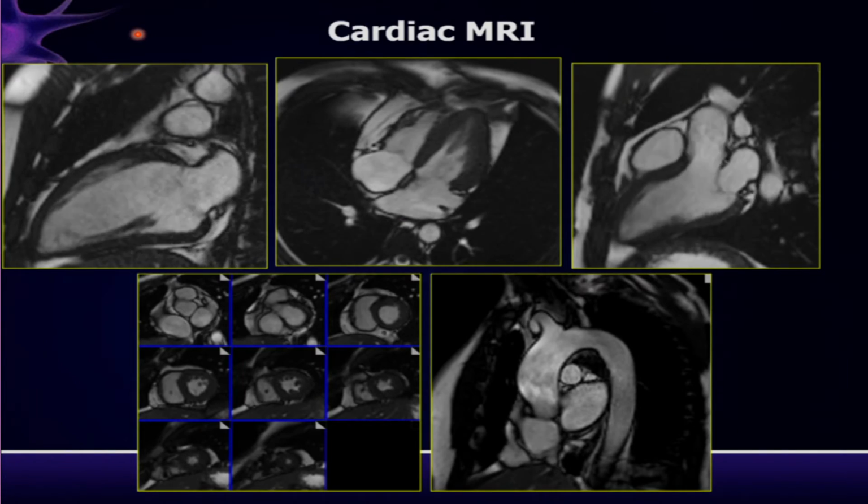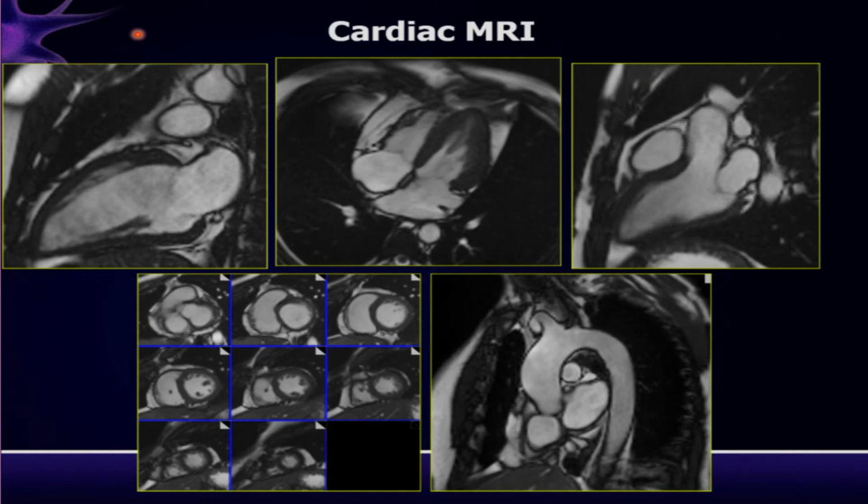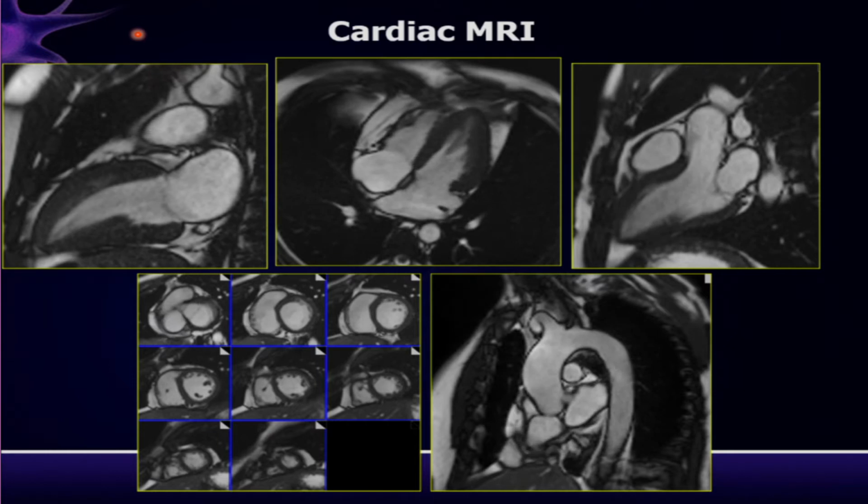Cardiac MRI is a major development in our field in recent times. Functional, structural, and ischemic disease of the heart can be assessed by this, and it's a very good imaging tool and has shown promising results.